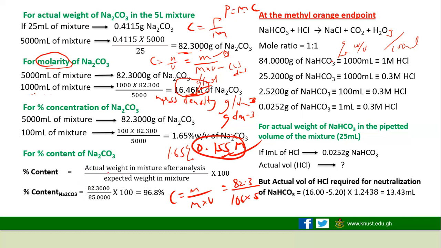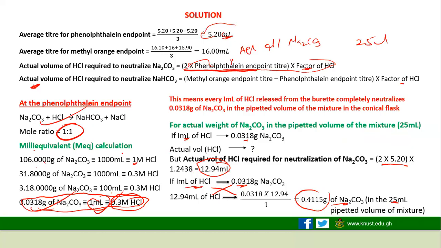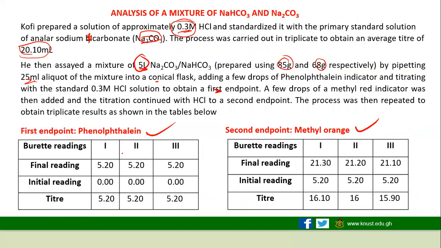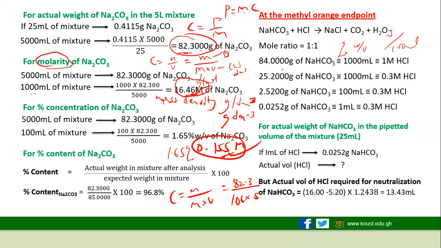The last one is the percentage content. The percentage content is the actual weight as determined here, in the 5 liters, over the expected. The expected was used in the experiment. So you realize that they weigh 85 grams of the carbonate, right? So that's the expected times 100. And that will produce the percentage.